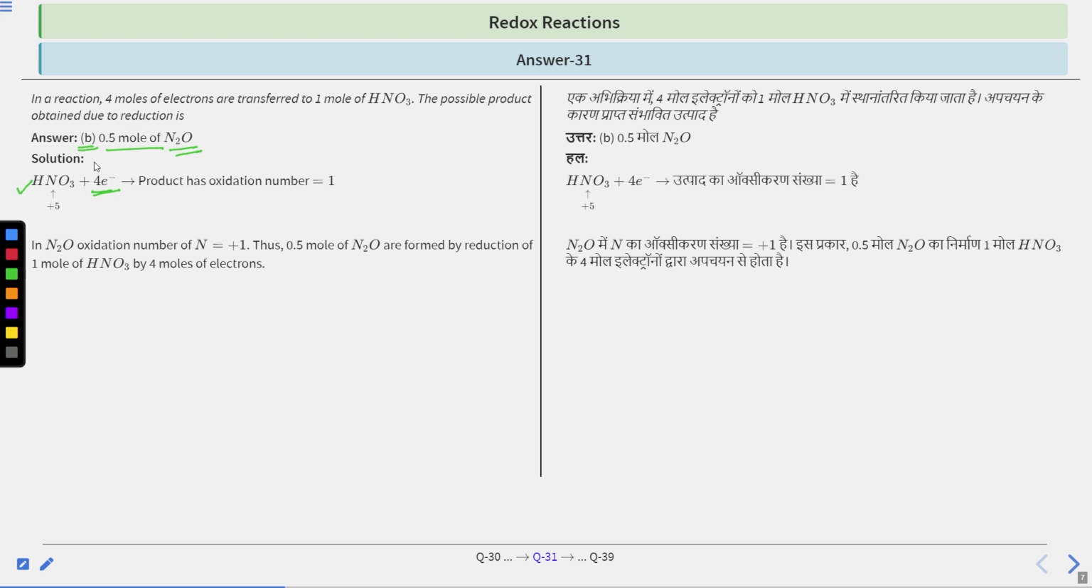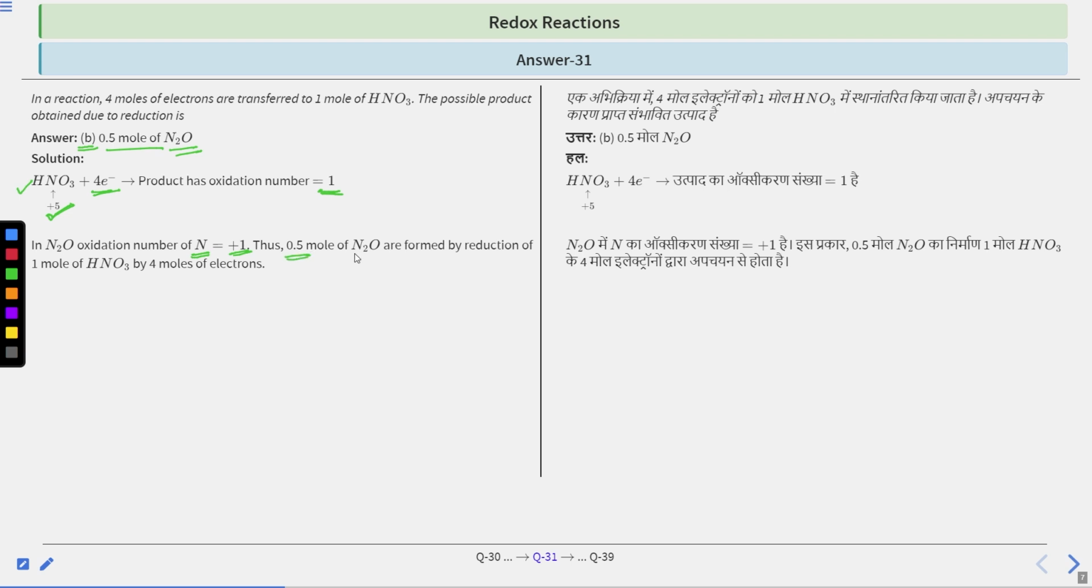So if we combine the 4 electrons with HNO3, the product should have an oxidation number of +1, because nitrogen has oxidation number +5 here, and reduction is happening. So this oxidation number will decrease, and since we are adding 4 electrons, the oxidation number for the product will be +1. Now in N2O, the oxidation number of nitrogen is +1. So from 5 to 1, the oxidation number is changing. That means reduction is happening for sure.